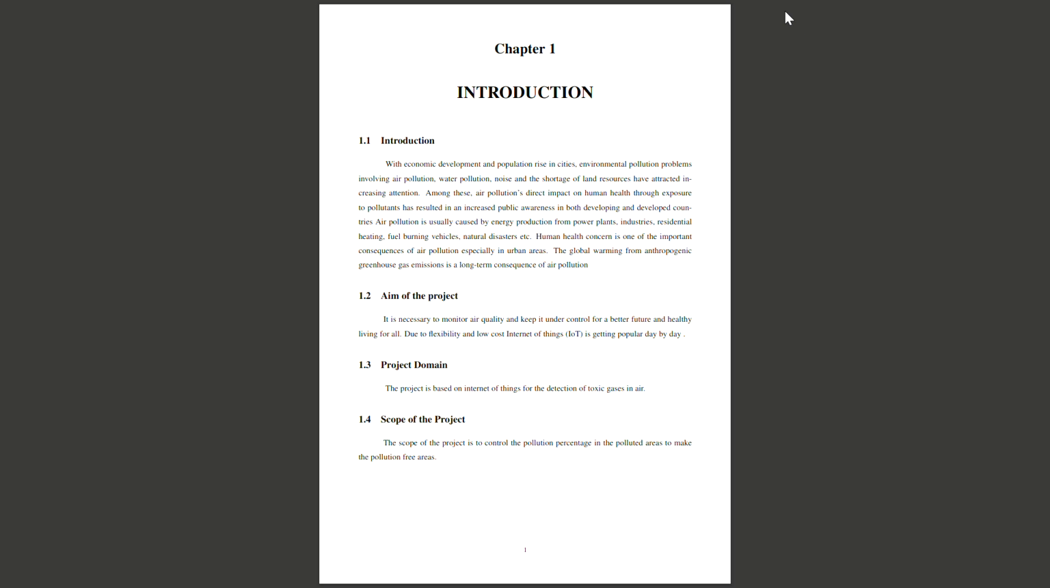Aim of the project. It is necessary to monitor air quality and keep it under control for better future and healthy living for all. Due to flexibility and low cost, Internet of Things, IoT, is getting popular day by day. The project domain: the project is based on Internet of Things for the detection of toxic gases in the air. Scope of the project: the scope of the project is to control the pollution percentage in the polluted areas to make them pollution free areas.